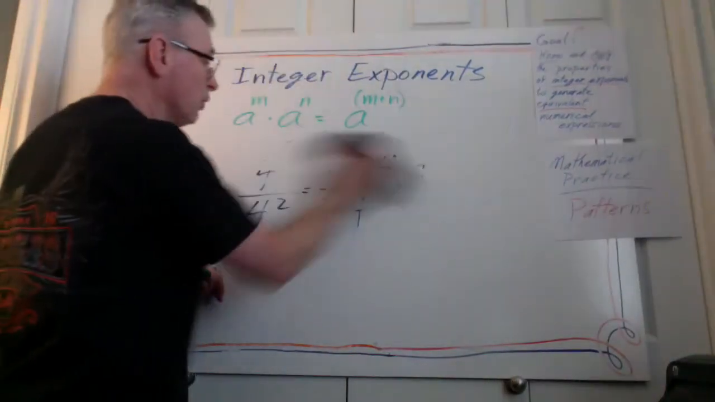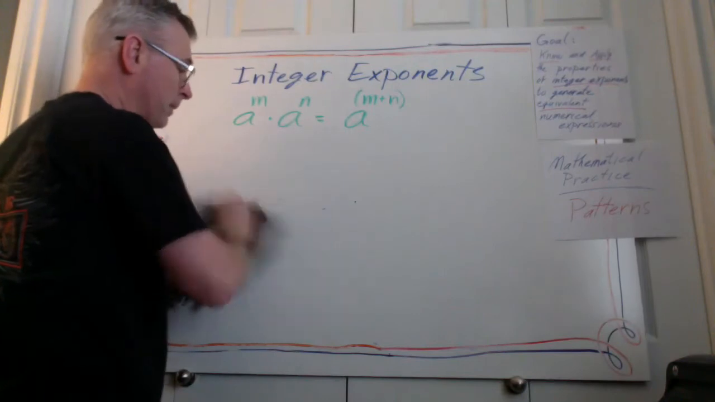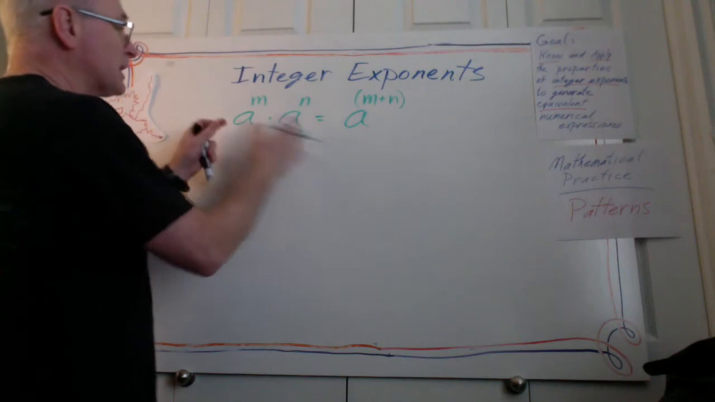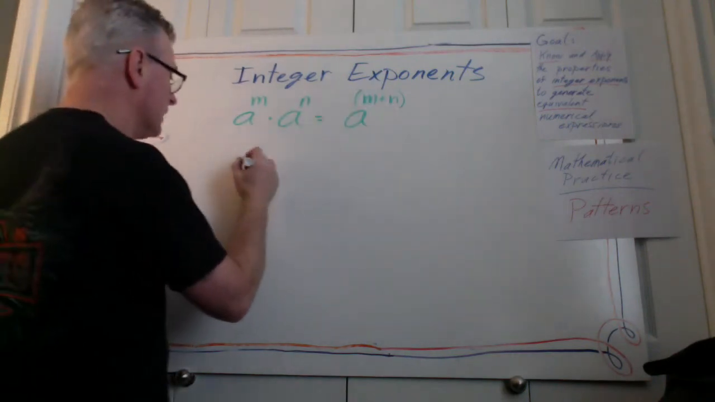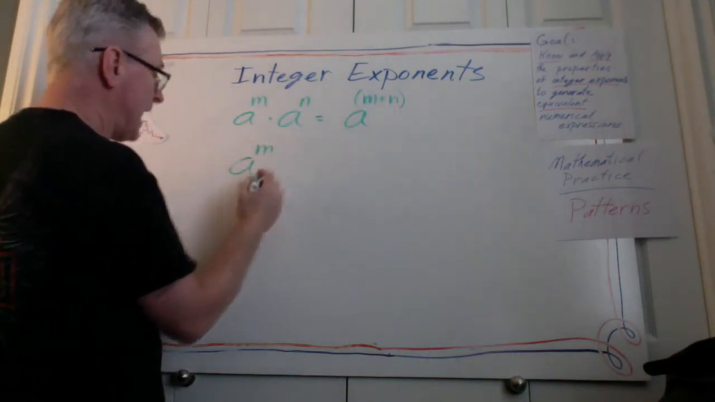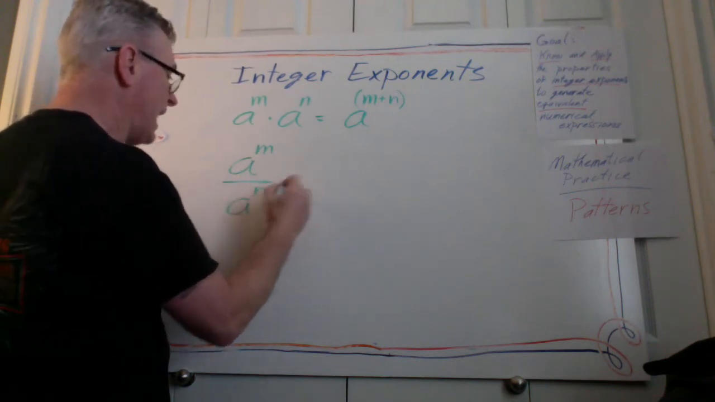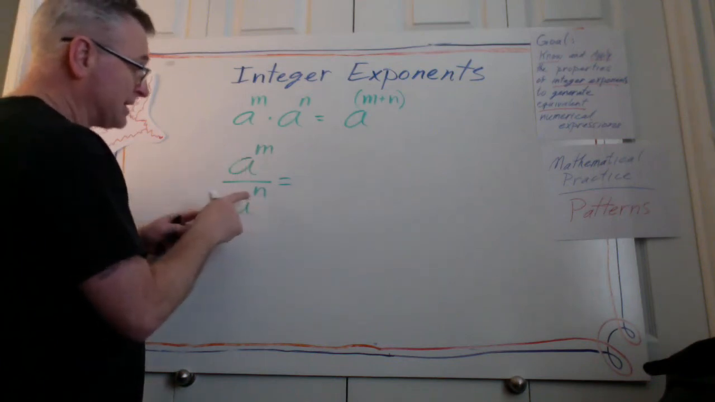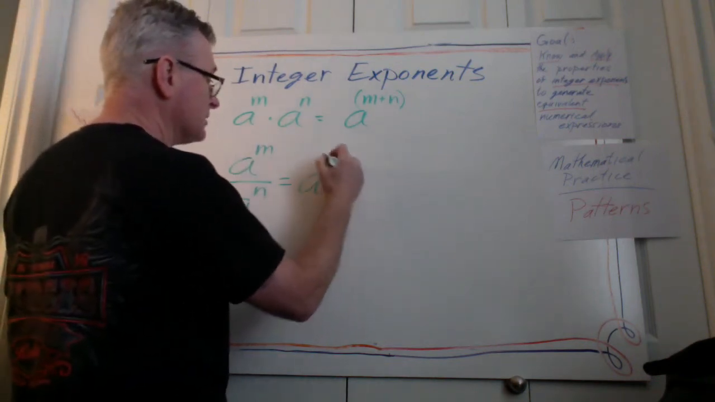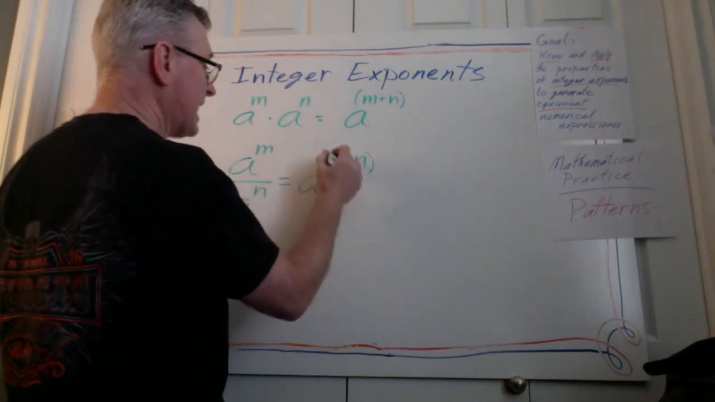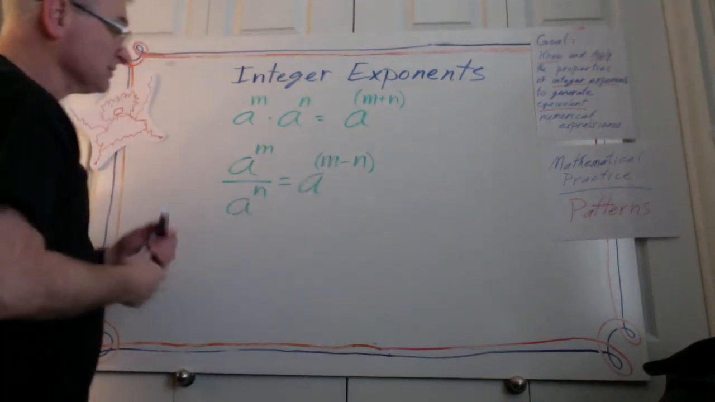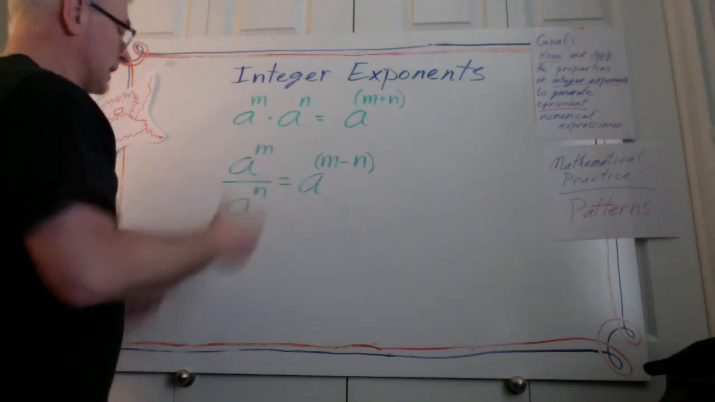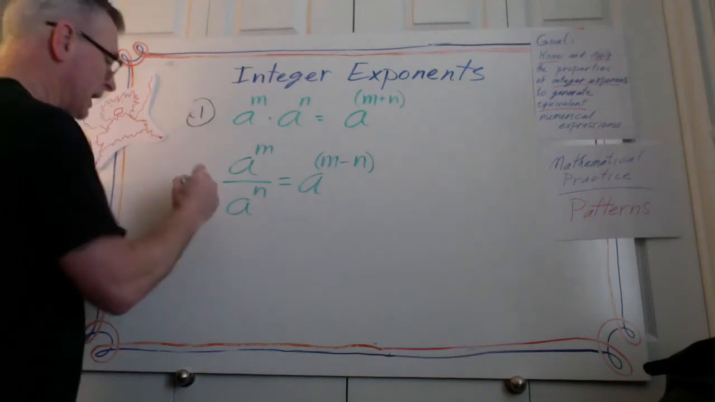So our new rule here, for this type, is if we have multiplication, we just add the exponents. But if we were to have a to the m over a to the n, whatever number is up there is going to subtract this. So this is going to be a to the m minus n power. Pretty sweet. So there's our second rule. So here's our first rule, and here's our second.